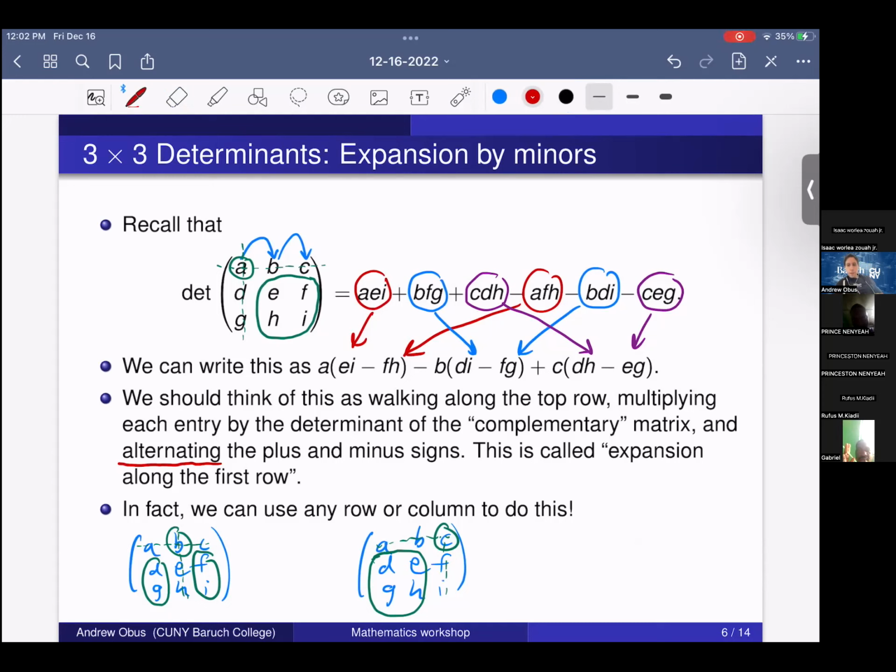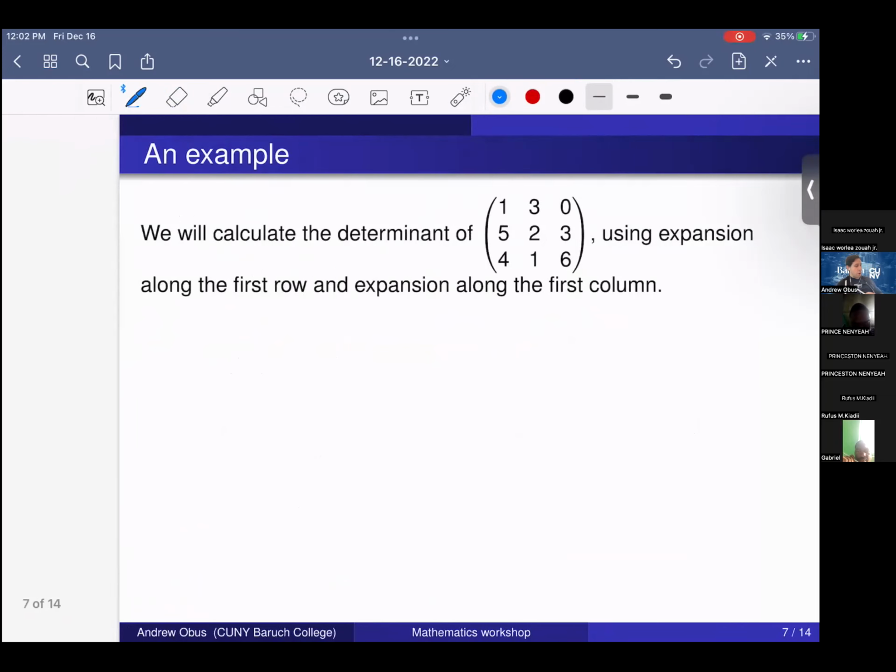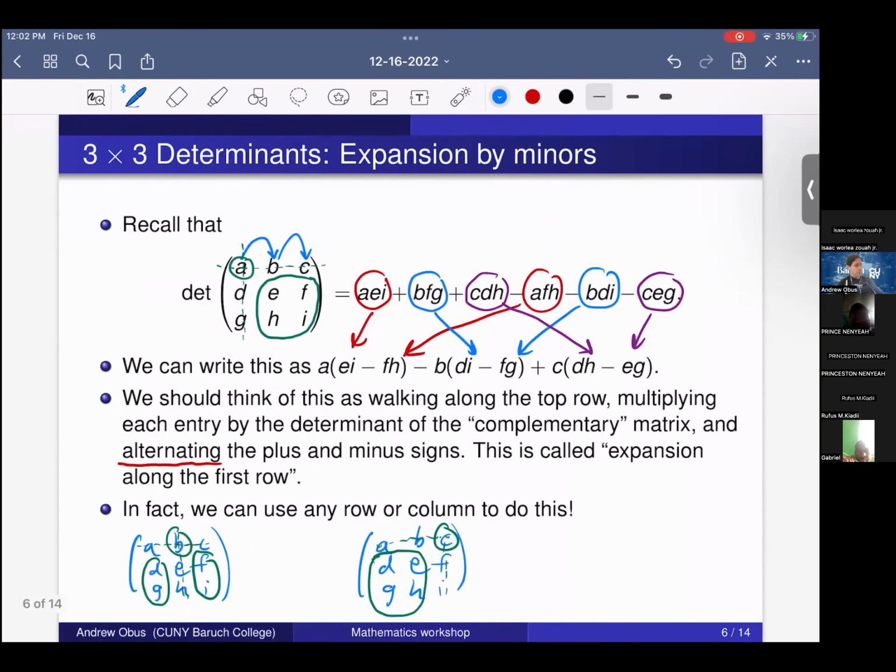Okay. So let's do this. Let's first just do an example, right? So here's a matrix, just a random matrix to write down. So we're going to calculate it using expansion along the first row. So the last thing I want to say is that we can use any row or column to do this. So you can do this by walking along a row, or you can also do it by walking along a column.